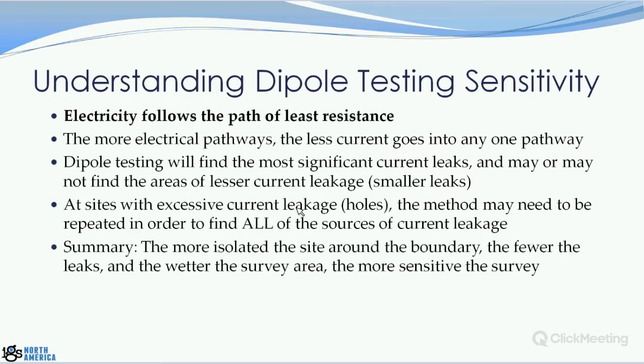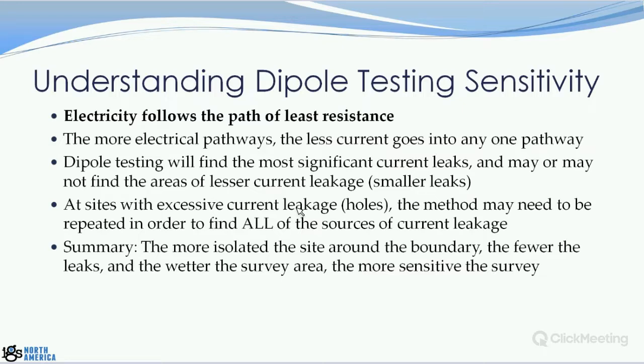So at sites with excessive current leakage, this could be excessive holes, or this could be water ponding around the dirt and compromising the isolation. It could be access roads in place. You'll see all of those biggest current leaks, but you may not see all the holes in the lining system. So if you do a survey that's perfectly isolated around the perimeter and you don't have good sensitivity, you definitely have a leak in that lining system.